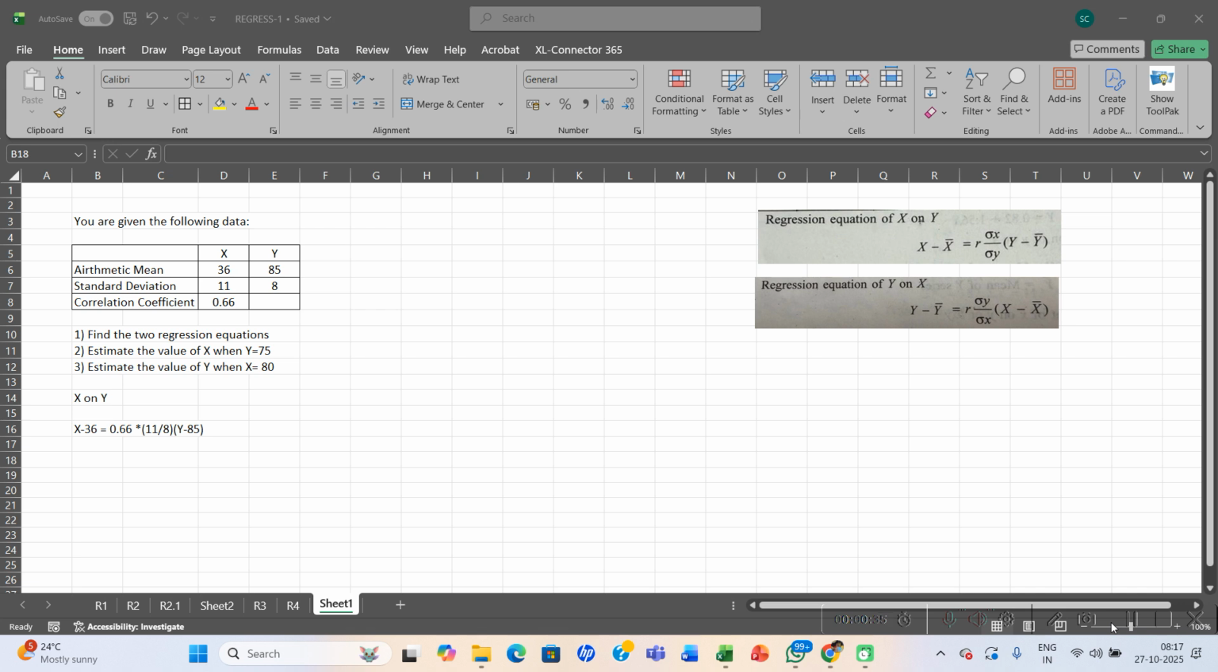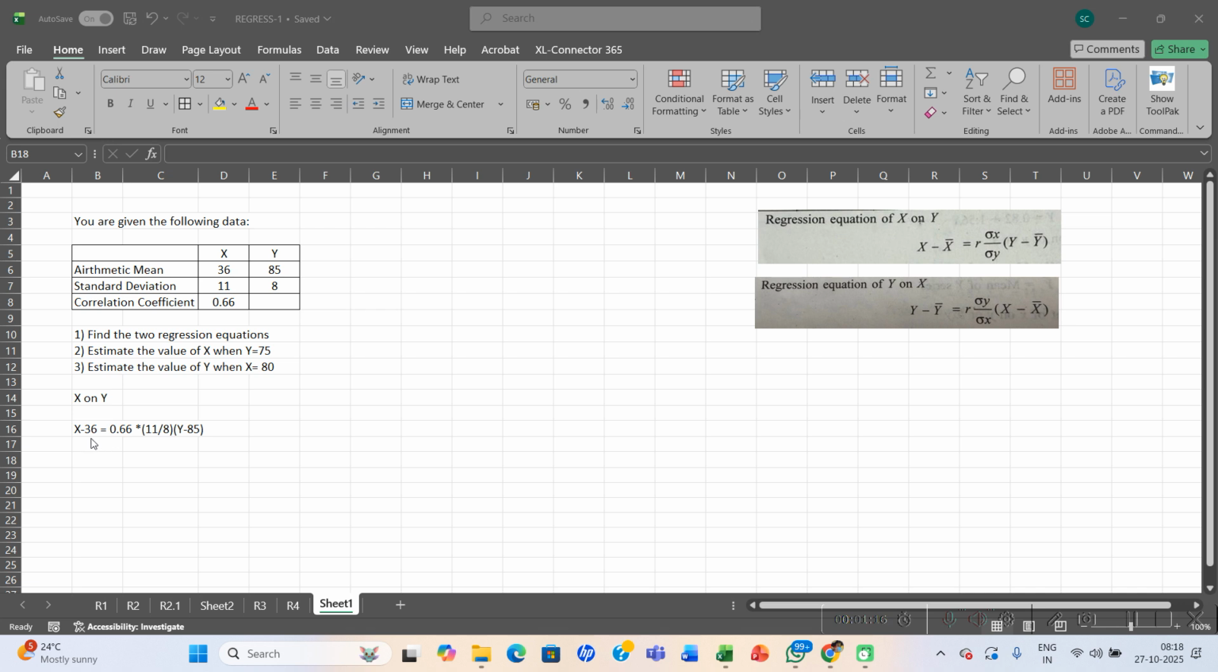So let us start. The equation which we will be using is x minus x bar equal to r sigma x upon sigma y multiplied by y minus y bar for x on y, and for y on x it will be y minus y bar equal to r multiplied by sigma y upon sigma x multiplied by x minus x bar. In this case, all the values have been given. You have to just substitute in the given equation. So let us start with x on y.